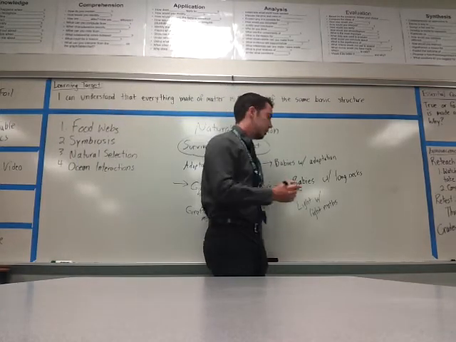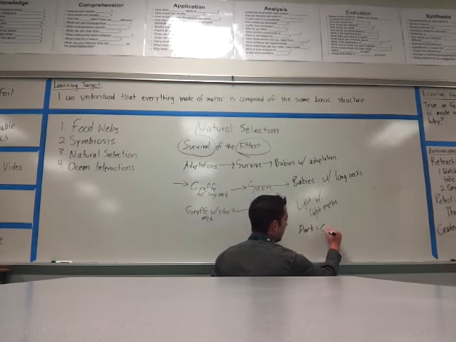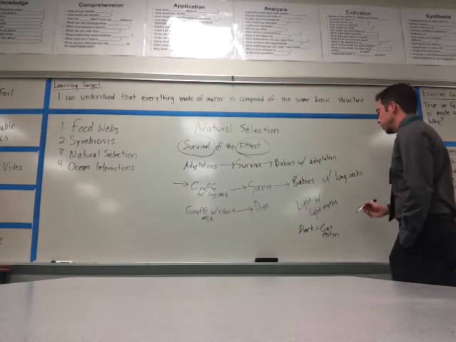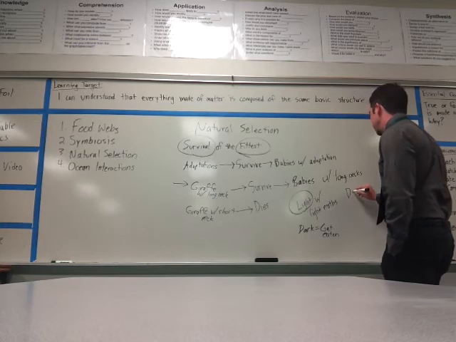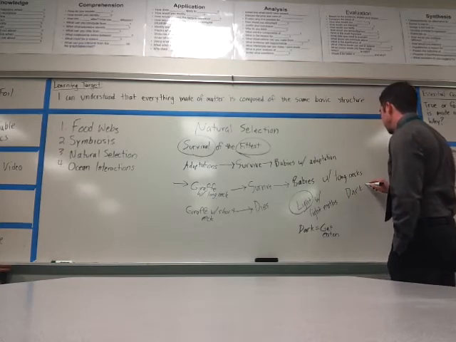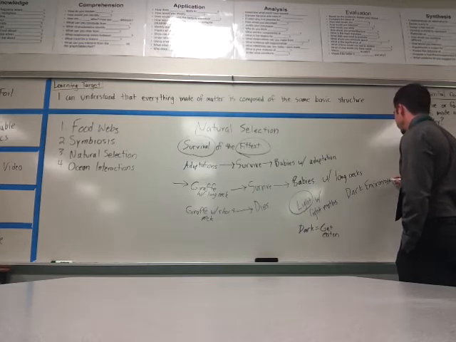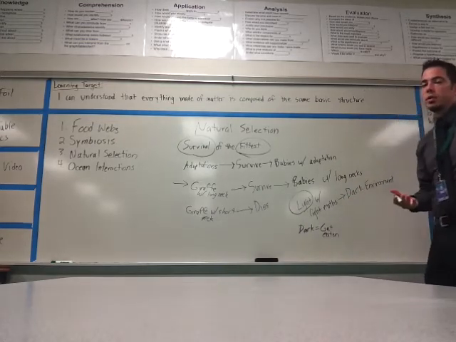The dark moths get eaten. So over time what happens is the Industrial Revolution occurs, and suddenly that light environment turns to a dark environment because of all the smoke that's being put out from factories. It's changing the environment to a darker color.